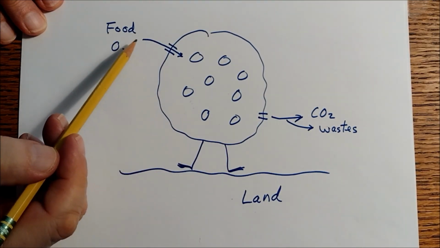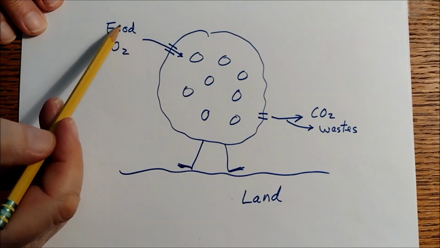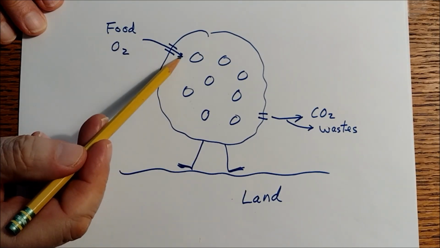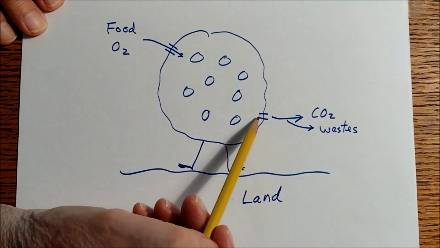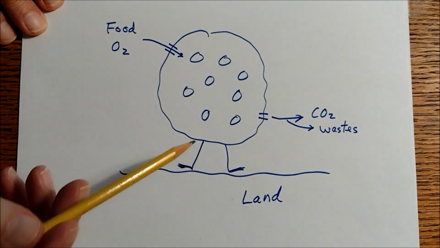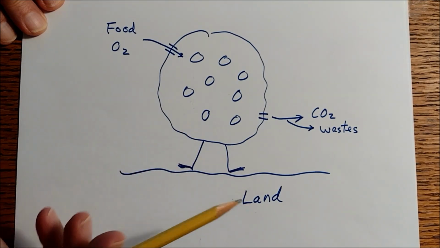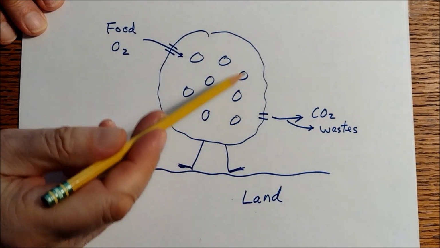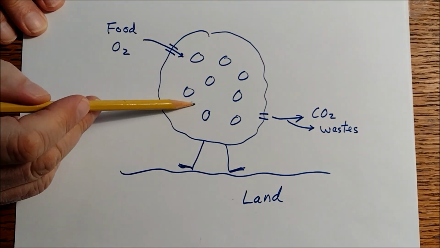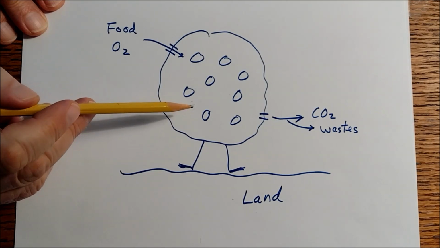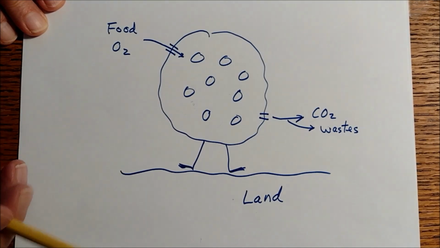We now have a specialized hole for the food and the oxygen to enter, and we have another specialized hole for the carbon dioxide and waste products to go out. But from now on, this land animal carries around this pond inside wherever it goes, and if this pond ever is allowed to dry out, the organism dies.